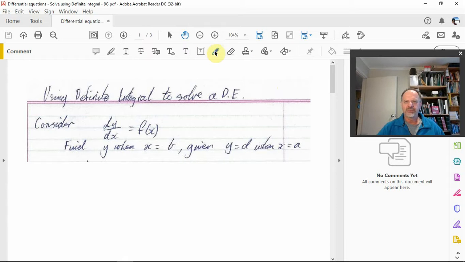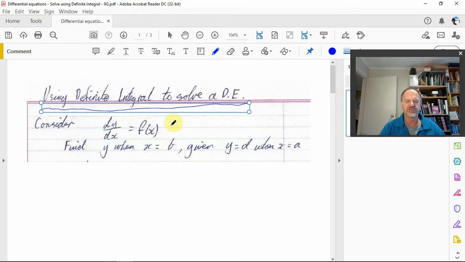All right, so today what we're looking at in this differential equations section is titled Using a Definite Integral to Solve a Differential Equation. So here's our differential equation: dy/dx is some function of x, so this is the gradient function, remember? The type of questions will say find y when x is b, given that you know that y is d when x is a.